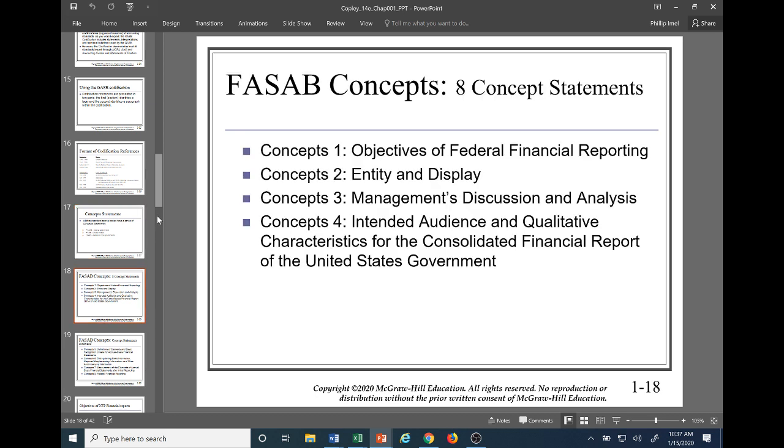So FASAB concept statements, they have 8 statements, and pretty much we'll just read through what they are through here. Concept 1 is going to be the objectives of federal financial reporting. The second one is entity and display. Concept 3, management's discussion and analysis. The fourth concept is intended audience and qualitative characteristics for the consolidated financial report of the United States government.